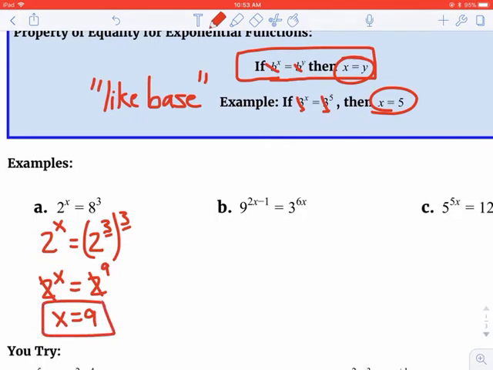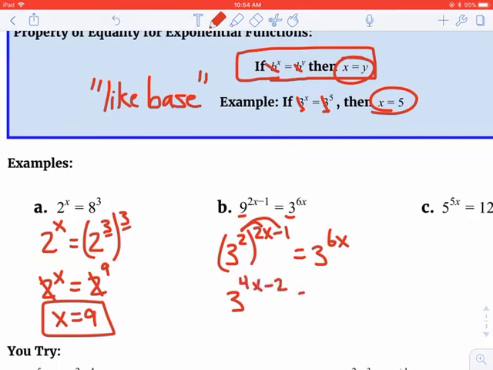For example B, we're given 9 to the 2x minus 1 power equals 3 to the 6x power. So you look at your bases and think, can I make those the same base? And I can, because 9 is equivalent to 3 squared. So I simply rewrite the 9 as 3 squared, keeping the exponent of 2x minus 1. 3 to the 6x power is on the other side. So now you just have to simplify a little bit and distribute that 2 to the 2x minus 1. So you get 3 to the 4x minus 2 power equals 3 to the 6x power.